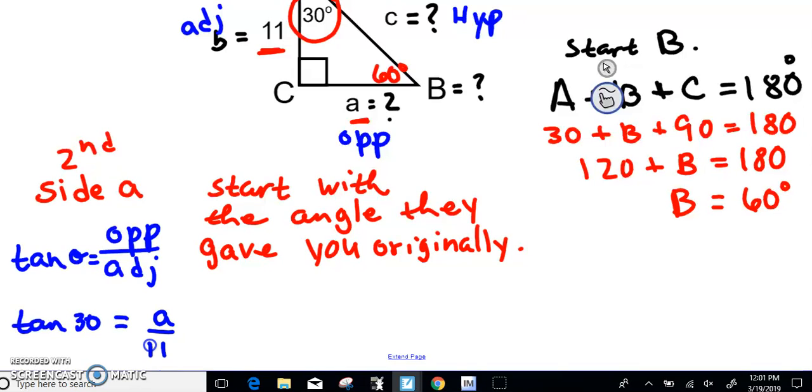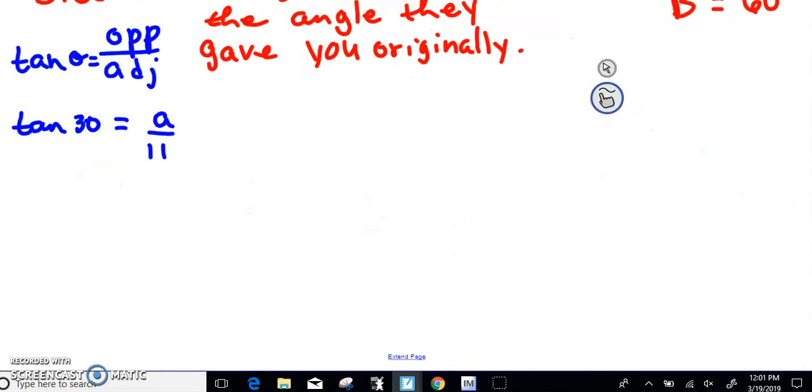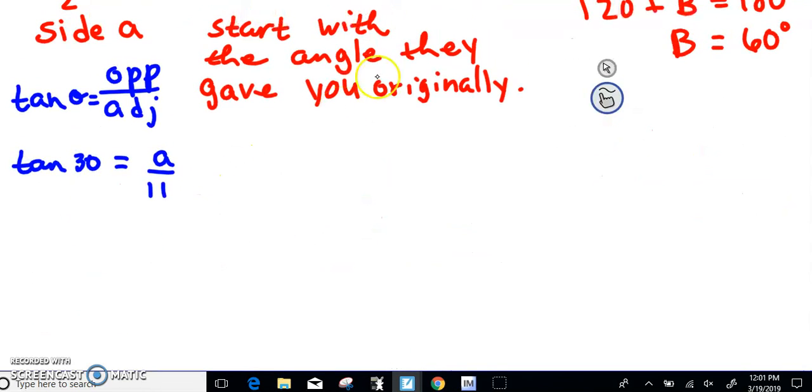And we did a problem like this already. I believe it was like example 2. So here we know we're going to multiply both sides by 11. And so we get 11 tan 30 equals A.